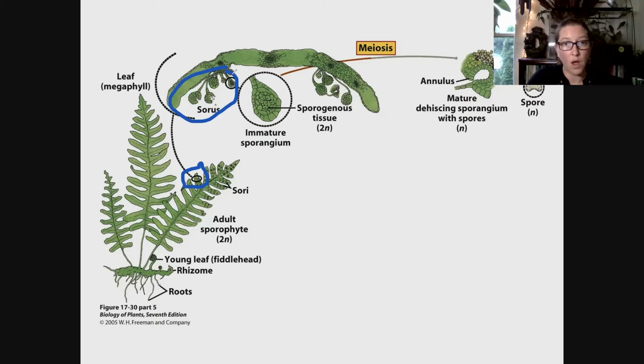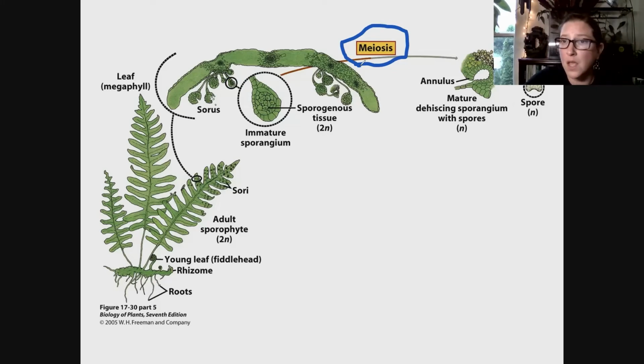We're going to look at one of those sporangia, this one. They're going to make it big. Inside of that sporangium is tissue that is 2N that's going to undergo what? Meiosis to produce spores. The purpose of the sporangium is to make spores. That's its job. And it can't make those spores without meiosis because it has to go from diploid to haploid.